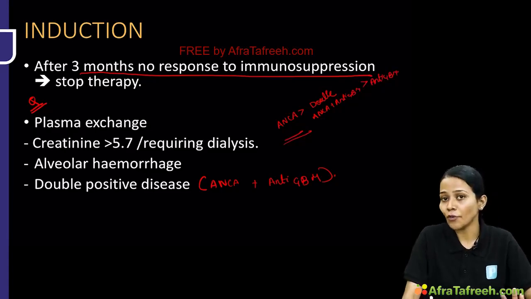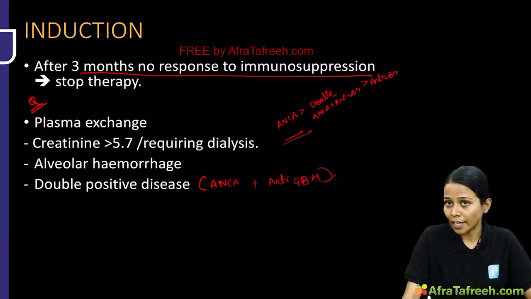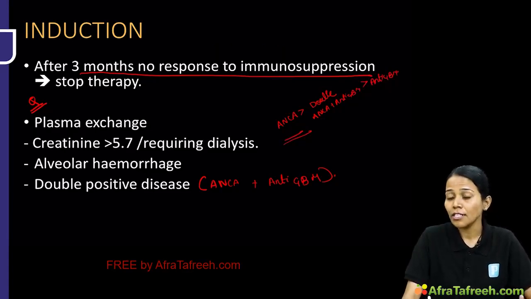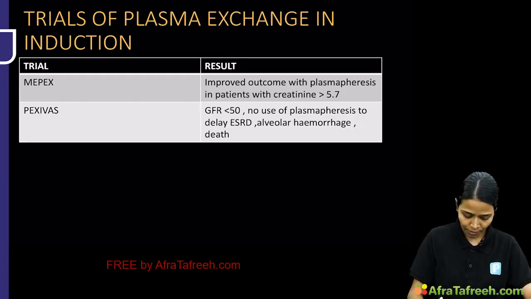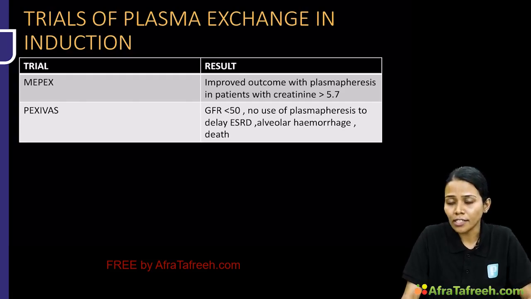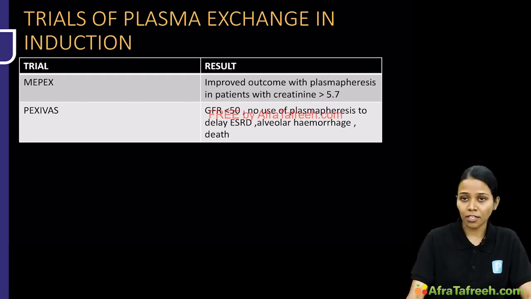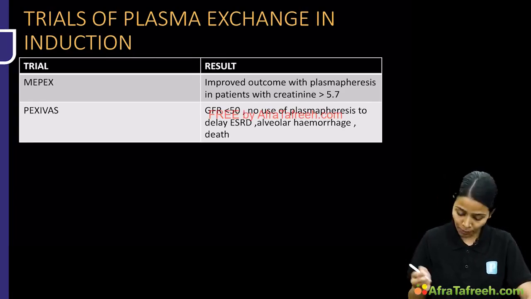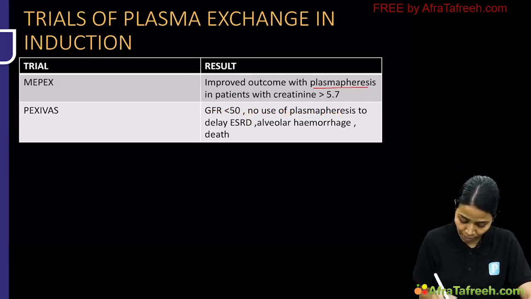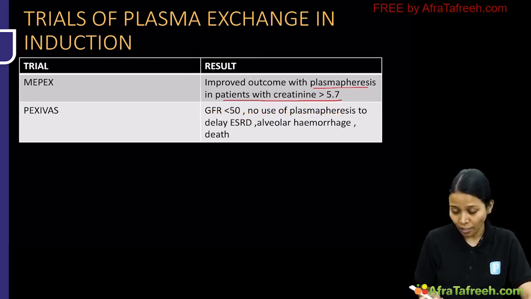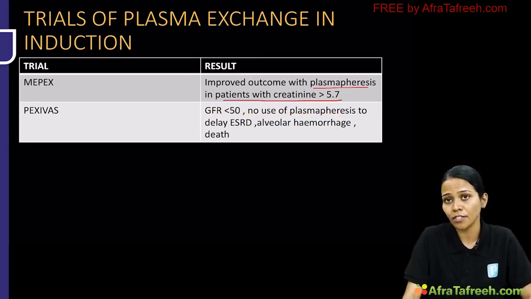So, three indications for plasmapheresis. One is when creatinine is more than 5.7. Second is when the lung is involved, or third when it is a double positive disease. Now, there are two trials which were done to see the use of plasmapheresis in induction. First was the MEPEX trial, which showed that there was improved outcome with plasmapheresis in patients with creatinine more than 5.7. Okay, so the MEPEX trial showed that plasmapheresis is good.